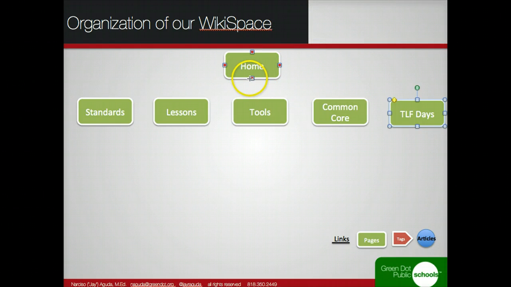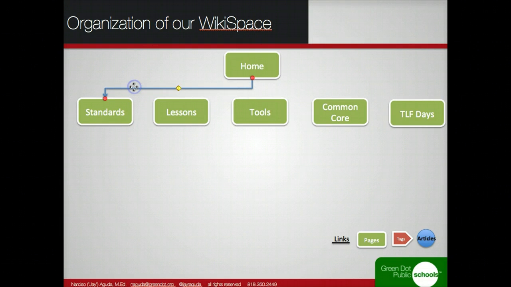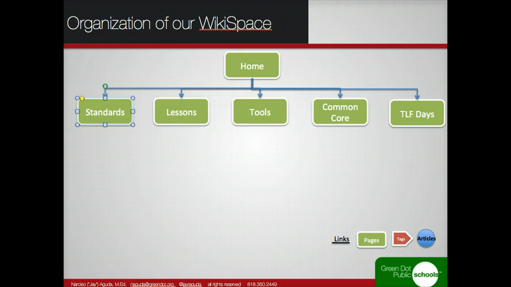So if I go to the home page, I can actually click and connect to the standards page. I can do the same thing from the home page to click to the lessons page, and from the home page I can click to the tools page, etc., just like how you would normally organize your navigation for your website. Now, under standards, we also have articles within the standards.